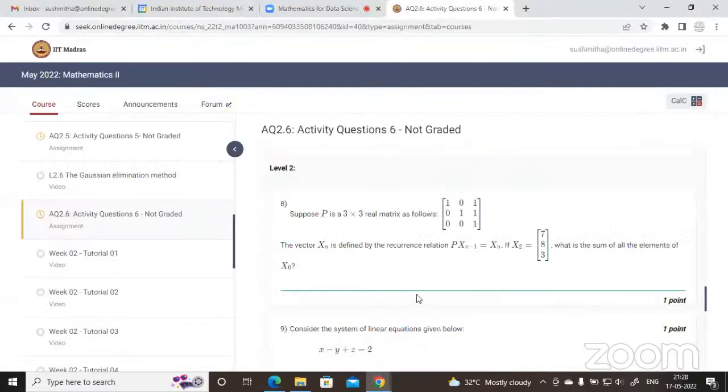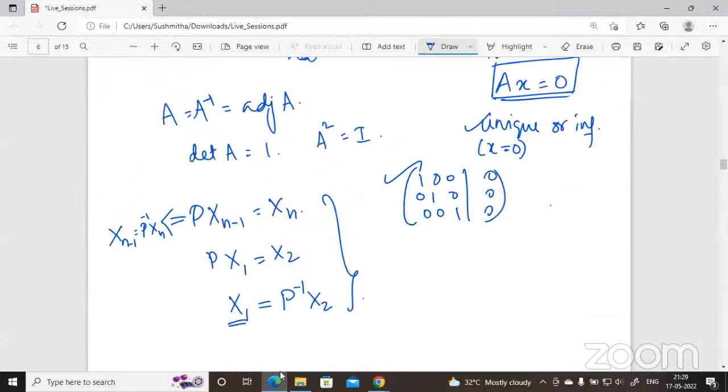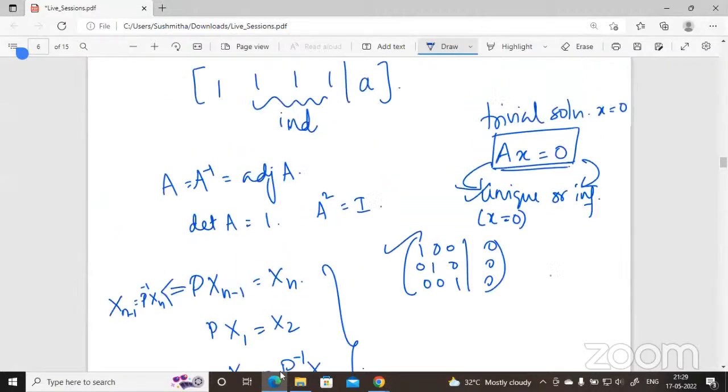Ma'am, all homogeneous equations have two cases for their solution: it will have a unique solution or it will have many solutions. Won't it be possible that it will have no solution? No, I can always give a solution. x equal to 0 is always a solution. If the determinant of A is 0, then it will have many solutions.